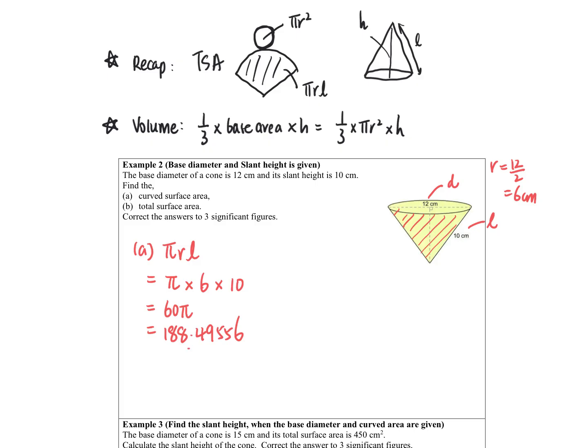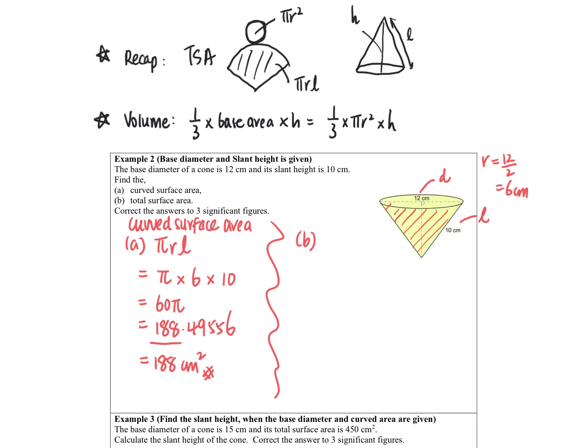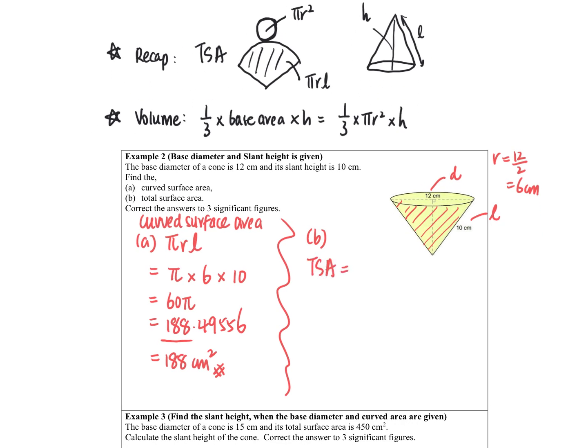So 3SF, 188 cm square. This is your curved surface area. Okay, next. Part B. I want to find total surface area. It is always the curved surface area plus the base. So I already know this. Remember, pick the most accurate one.